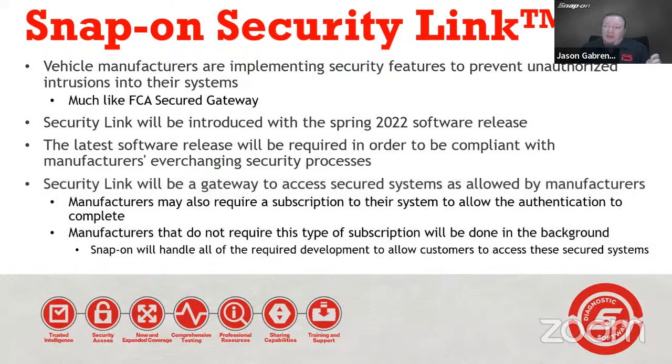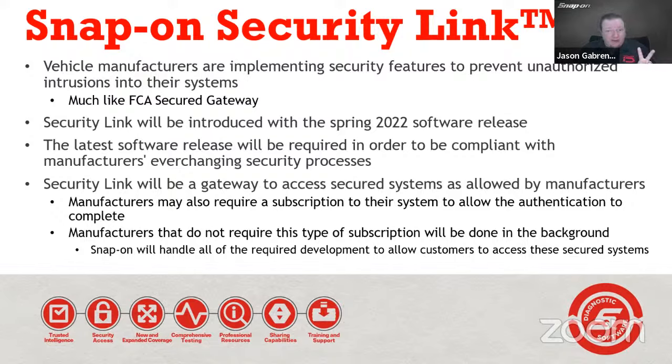So it will be a gateway to access secured systems as allowed by manufacturers. And every manufacturer, as we're finding out, is going to be a little bit different. They may also require a subscription to their system to allow the authentication to complete, much like Chrysler does now or FCA does now. Manufacturers that do not require this type of subscription will be done in the background seamlessly. You probably won't even notice that it happened. In that case, Snap-on will handle all the required development on the back end to allow customers access to these secured systems.